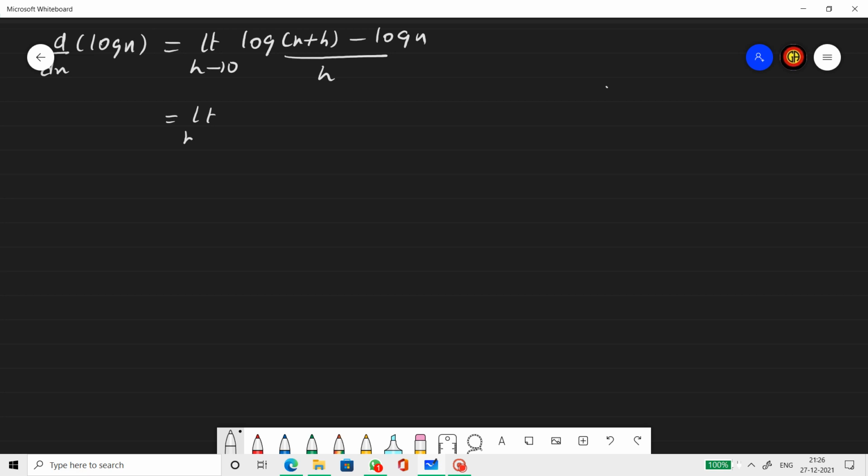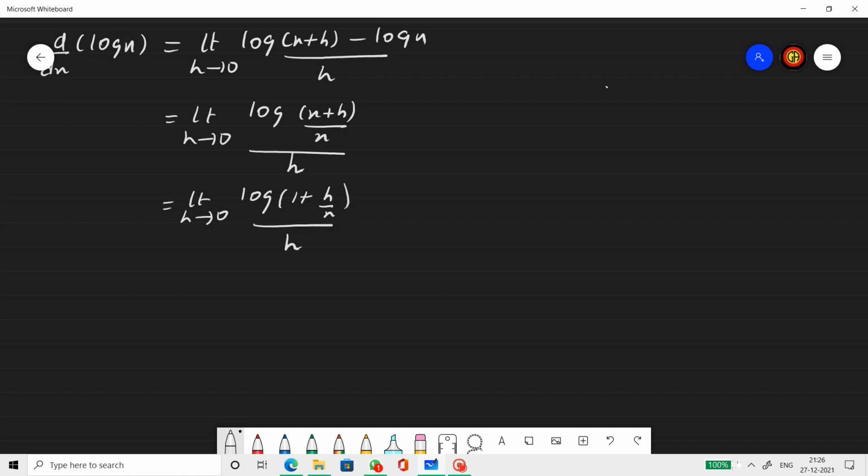So limit h tending to 0 of log(x + h) by x. See, another important thing is, don't put this h as this. It's only for this term. If you put it like this, everything will go wrong. It's only for this. So it becomes limit h tending to 0 of log of (1 + h by x) by h.